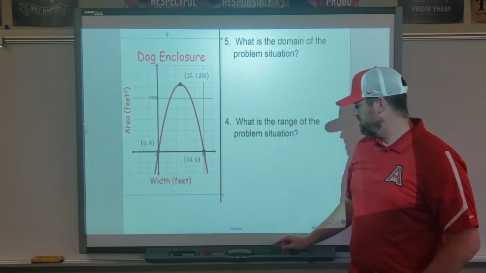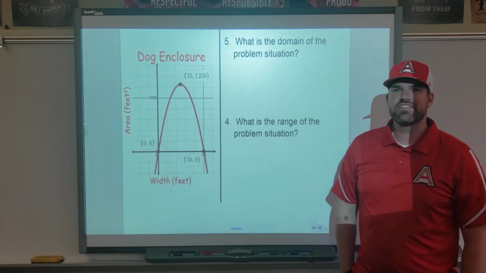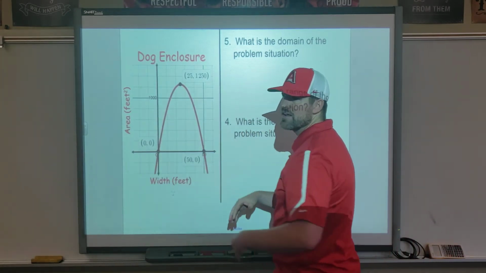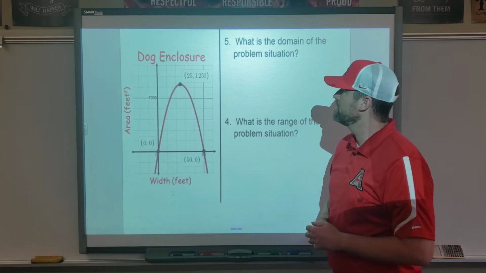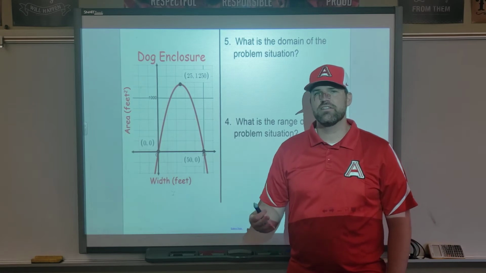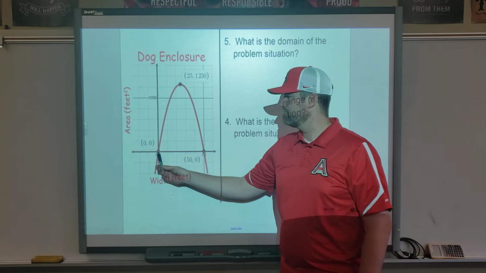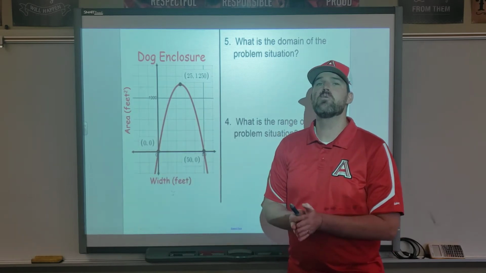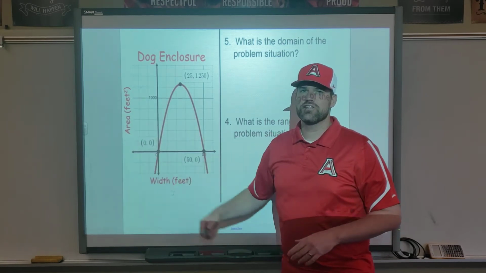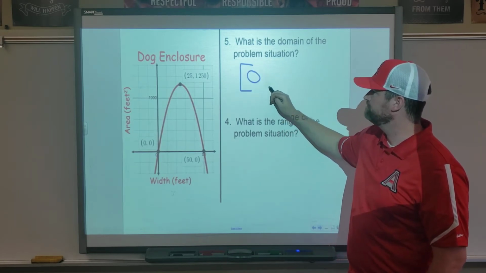All right, last question to go with the dog enclosure, and that is, what is the domain of the problem situation? Okay, so we know the function, the graph will go forever left and right. So the domain of the function is all real numbers. But in the problem situation, what is the smallest width that this person could make their fence? Well, the smallest width you could do would be 0, right? You could decide to build a fence with no width. That would be kind of weird, but you could. But could you have negative? No, you couldn't. You can't have negative width. So the smallest width would be 0 feet.